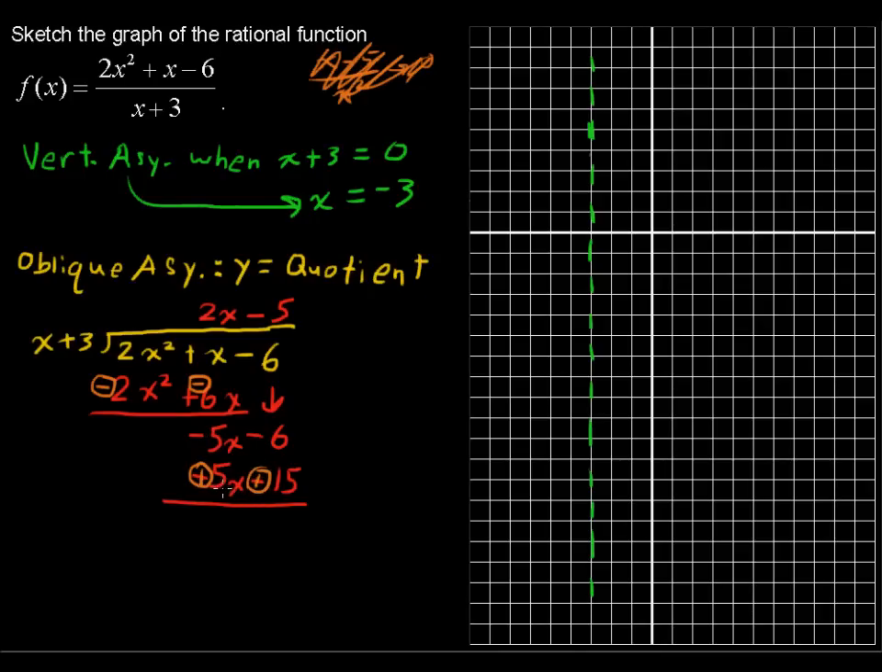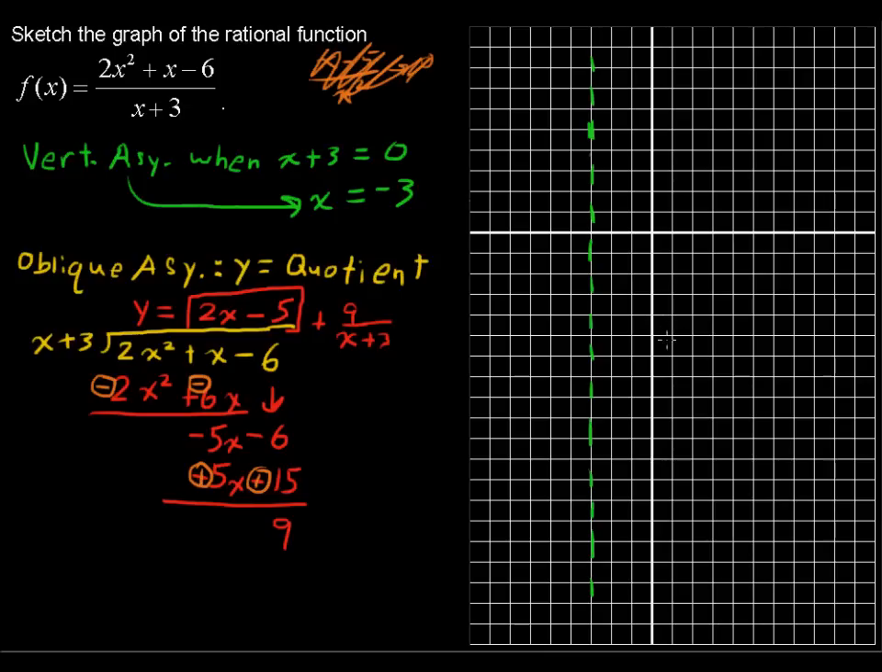So negative 5x and positive 5x is 0, negative 6 and positive 15 gives positive 9. So this would have a remainder of 9, or we could say plus 9 over x plus 3, a little refresher on division. But we're only looking at the quotient here for purposes of the oblique asymptote. So I'm just going to write y equals 2x minus 5. That'll be our oblique asymptote.